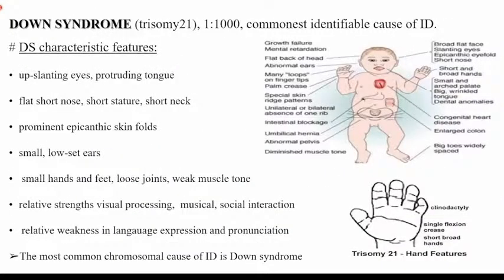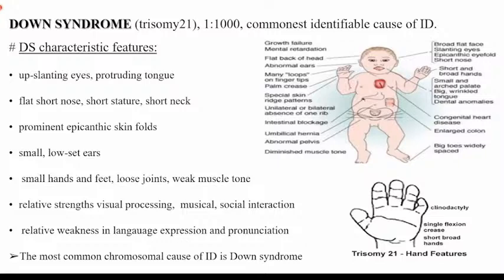So Down syndrome is very important among the causes of intellectual disability. It's trisomy 21, on chromosome 21. Its prevalence is about 1% amongst those with intellectual disability, and 1 in 1,000 live births. It's very easy to pick if you're familiar with the typical features of Down syndrome.